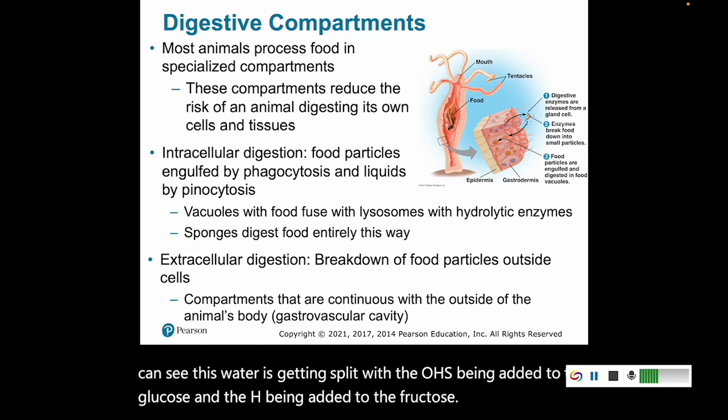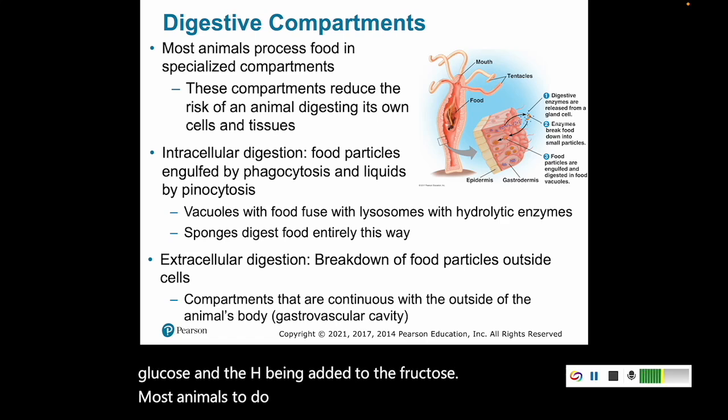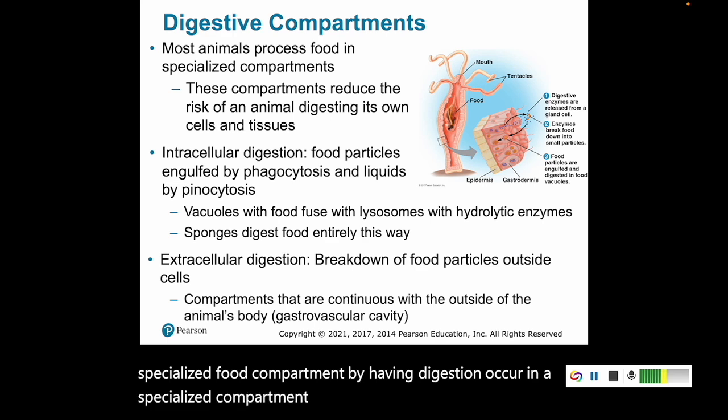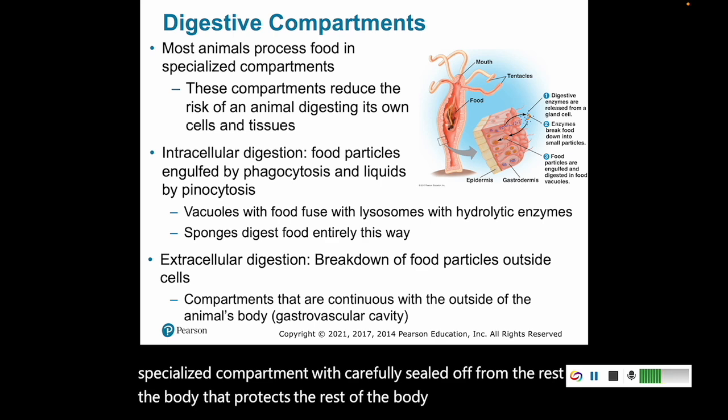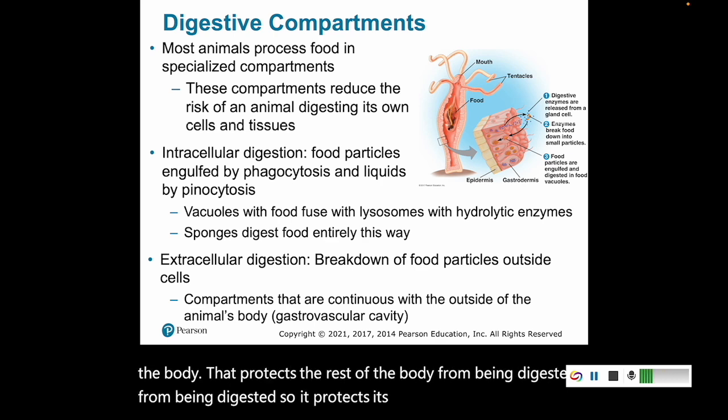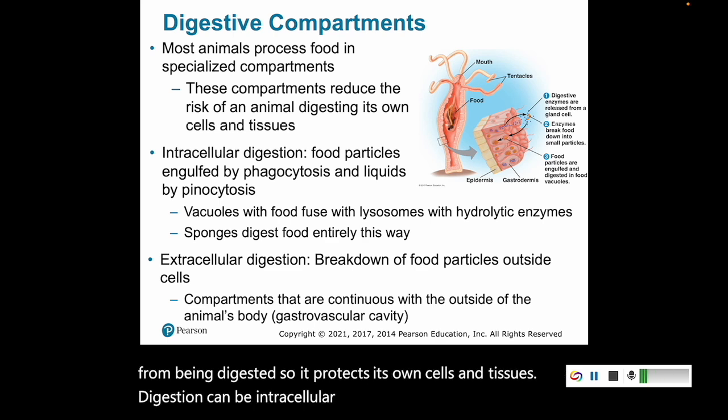Most animals, to do digestion, are going to do this within a specialized food compartment. By having digestion occur in a specialized compartment, carefully sealed off from the rest of the body, that protects the rest of the body from being digested. So it protects its own cells and tissues. Digestion can be intracellular or extracellular.